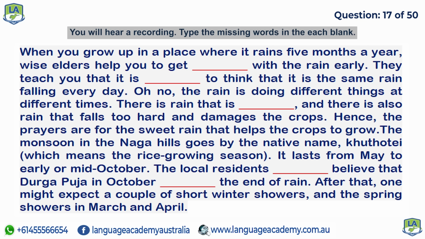The monsoon in the Naga Hills goes by the native name, Kuthote, which means the rice growing season. It lasts from May to early or mid-October. The local residents firmly believe that Durga Puja in October announces the end of rain. After that, one might expect a couple of short winter showers, and the spring showers in March and April.